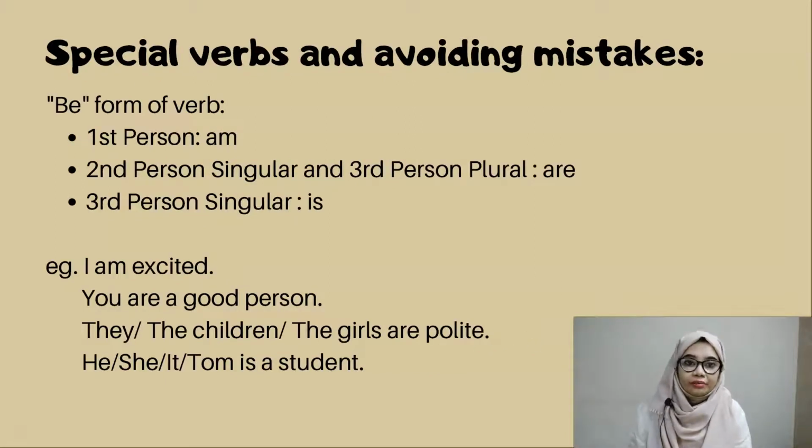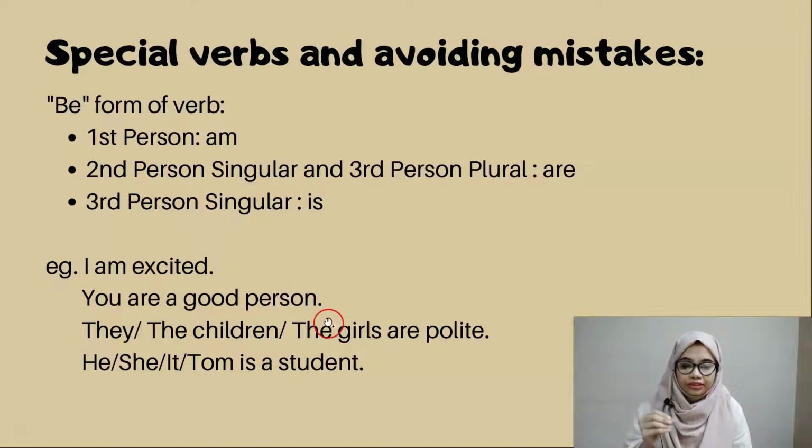Special verbs and avoiding mistakes, part 2. Be forms of verb. First person takes am, second person singular and third person plural take are. Third person singular takes is. For example, I am excited. You are a good person. You, second person singular, you are a good person.